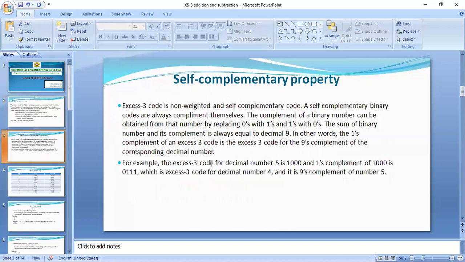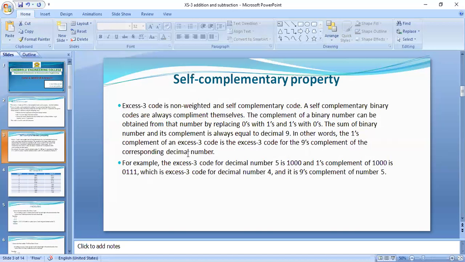Next, XS3 code has another property, that is the self-complementing property. What is the self-complementing property? In a simple way, the sum of a binary number and its complement is always equal to the decimal number 9. In other words, the ones complement of the XS3 code is equal to the XS3 code for the 9's complement of the corresponding decimal number.